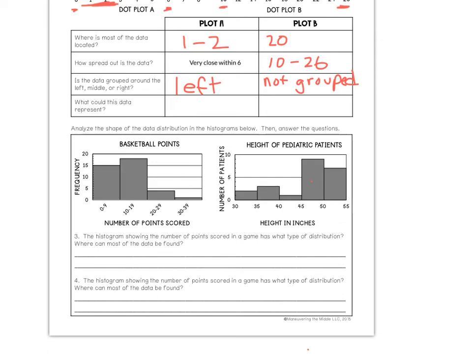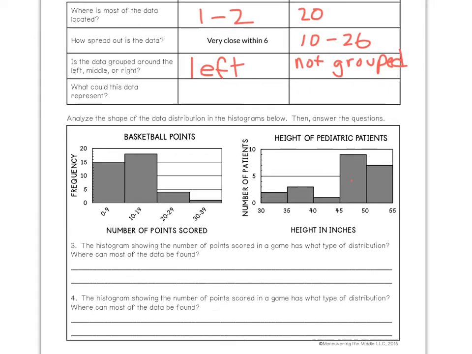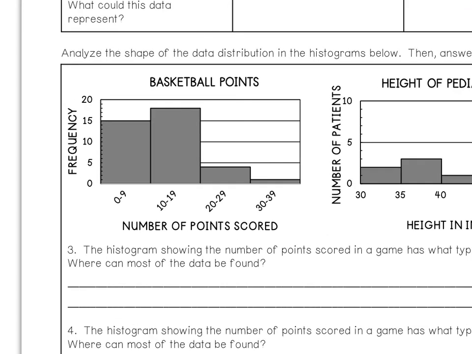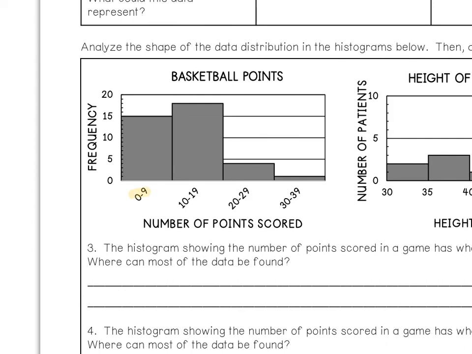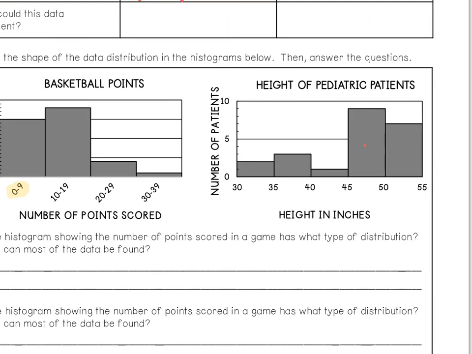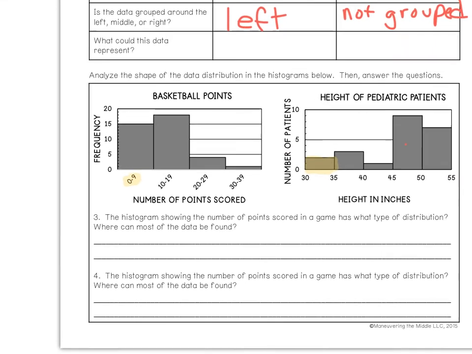Realize though, as we're looking at these histograms, take a look at the bottom here. It's grouped 0 to 9. We're not just saying 0, 1, 2, 3, 4 in each of the columns. There's groupings here. And if we look over at the height of our pediatric patients, this bin represents from 30 to 35, and then you have your next bin. So we're not just talking individual numbers here.